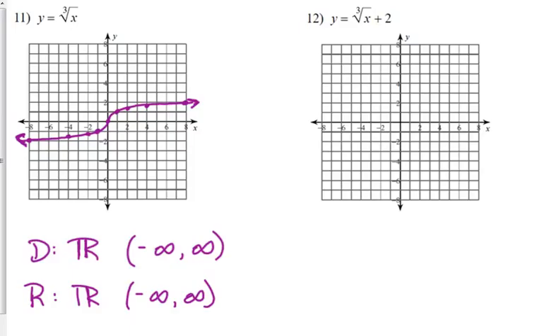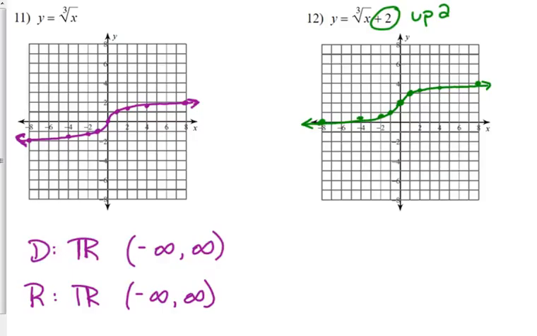Okay? Similar thing happens when we add something to the outside of this cube root. Now that we talked about that with the square roots, I'm going to use the same mentality here. I'm just going to play off of what I got in number 11 and shift everything up 2 units. So instead of the middle being at the origin, it's at 0, 2. And then all my other points are just going to be 2 units higher than they previously were. You can fill in the table if you really want to, but I'm just going to play off the graph here and fill in my graph.